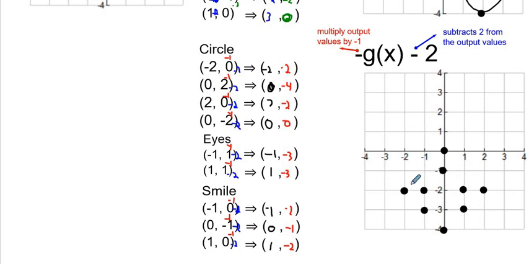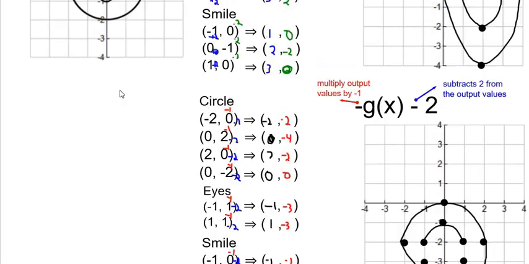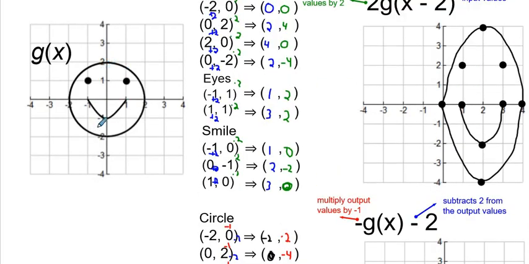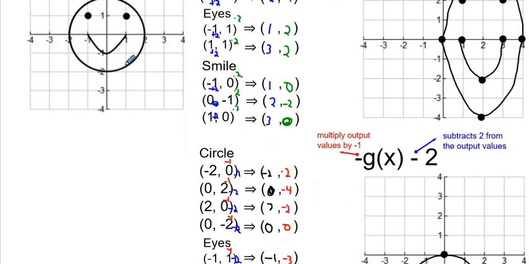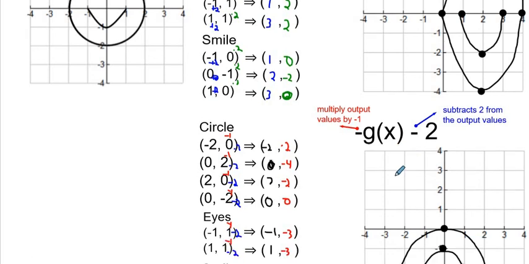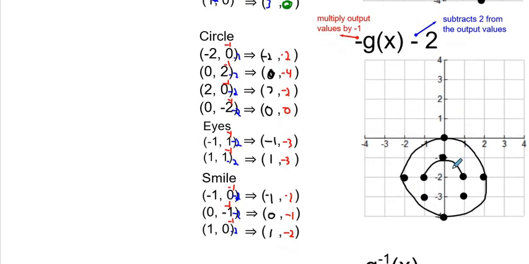So to draw the picture, the circle's here, so that's pretty easy to see. Here are the eyes, and here is the smiley face. As you can see, it reflected over the x-axis. So that happens first. Basically, the eyes go down and the mouth goes up. And then it shifted, and the circle obviously will do the same thing, but you can't see it because it's symmetric. And then it will shift down too.